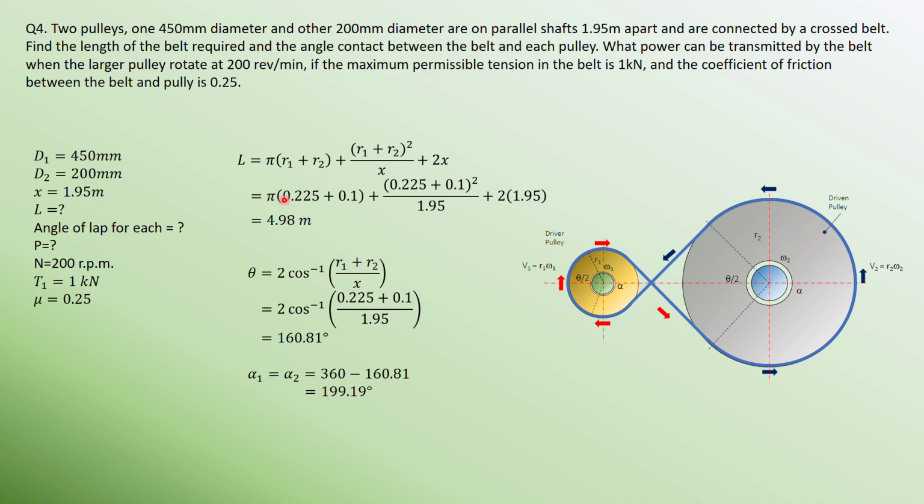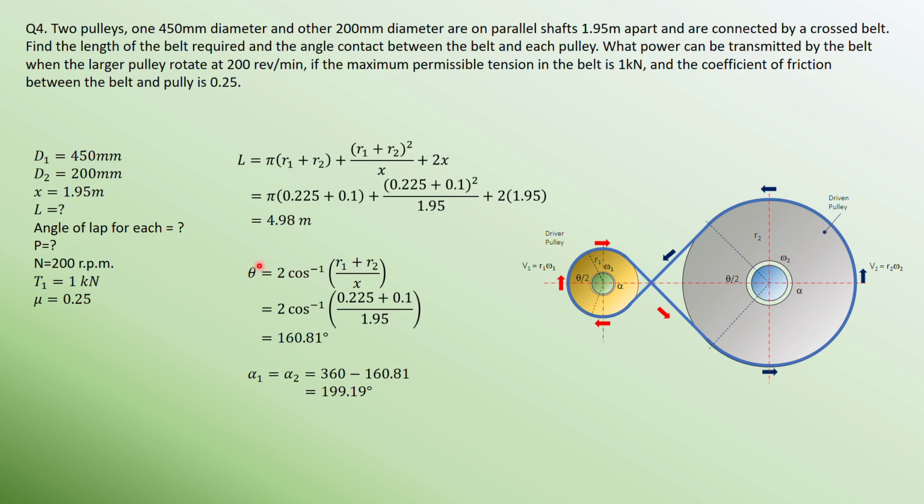Substituting the R1 and R2, make sure it is radius. So 450, half of it is 0.225 meter. Actually, you can keep this as millimeter as well. And 0.1 is half of the other. So your R1 and R2. The x is your center to center distance, from here to here, and then your 2x. So from this, you can work out the length of the belt of 4.98 meter. That is correct.